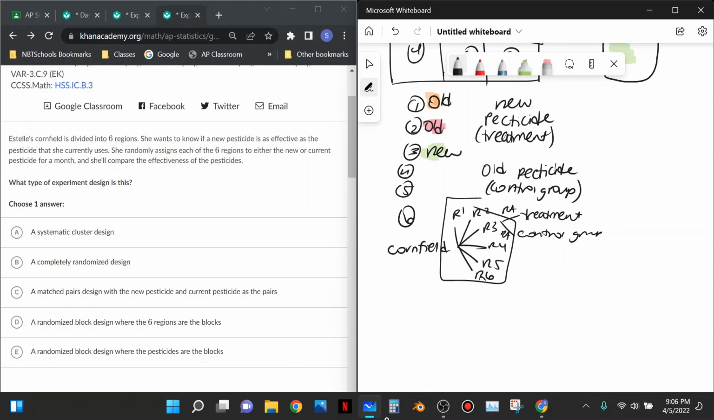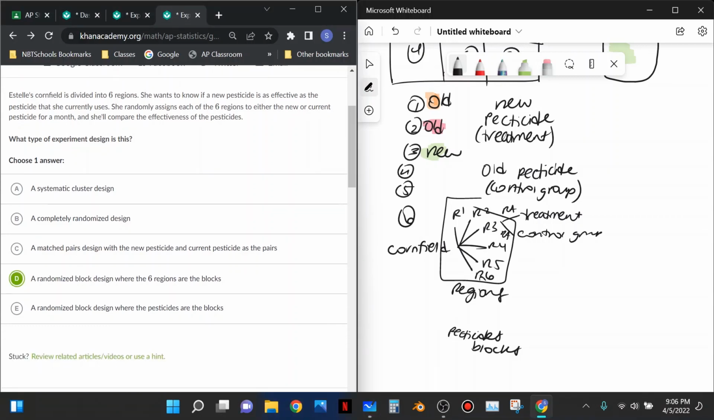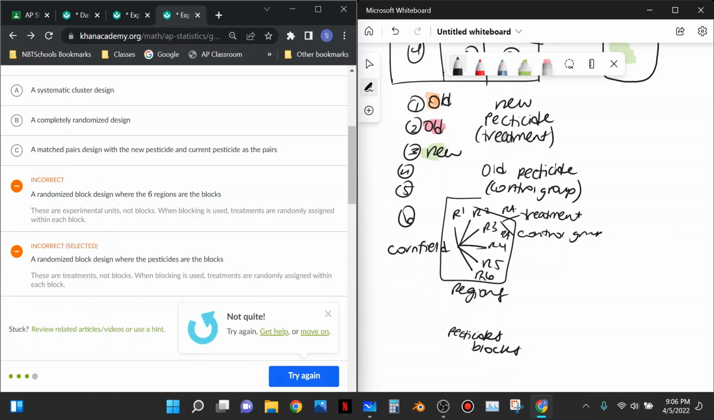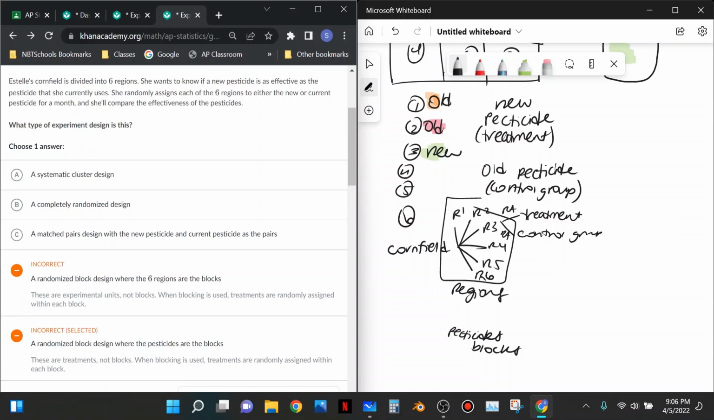What does this even mean? Okay, so these are the regions. So we can have the regions as blocks, or we can have the pesticides as blocks. And then each block gets assigned a treatment. That doesn't make sense. So I feel like it's a randomized design where the 6 regions are the blocks. No, it's a randomized design where the pesticides are the blocks. No, what in the world is going on?